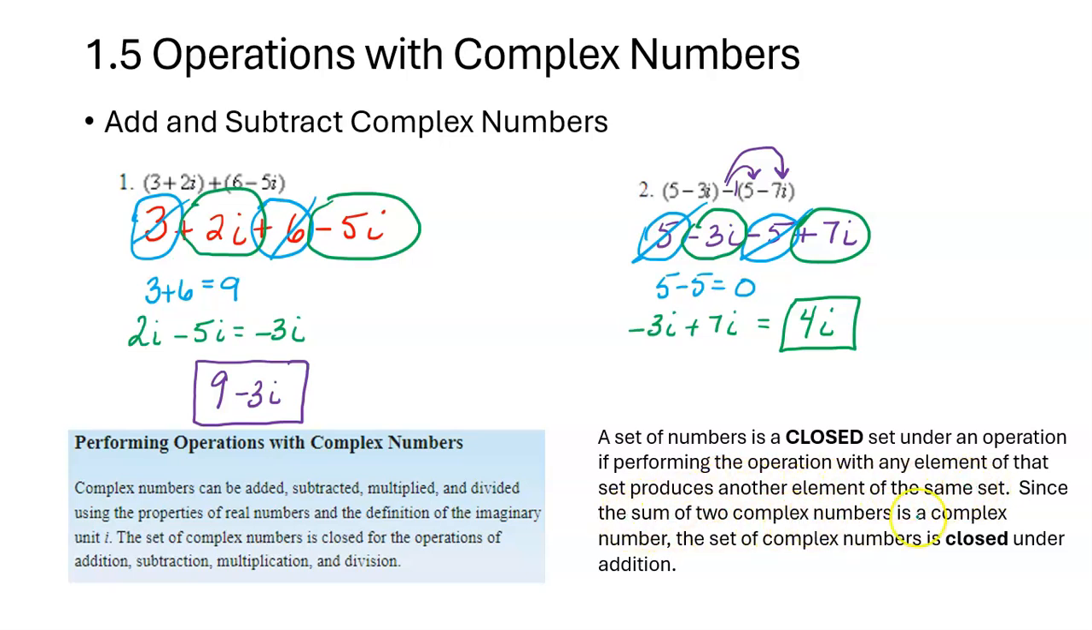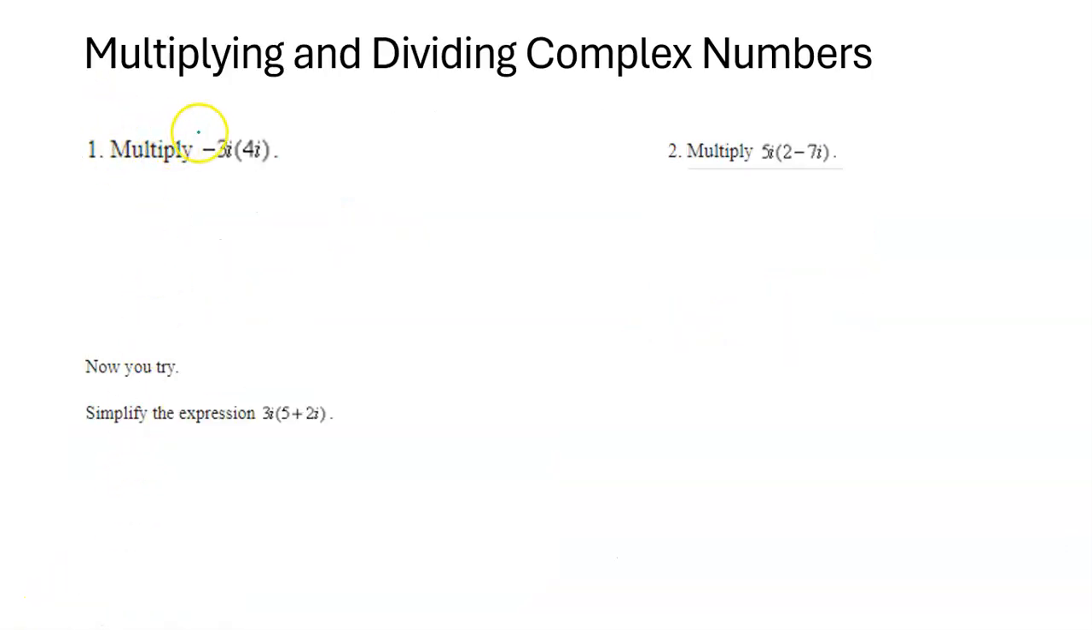Since the sum of two complex numbers is a complex number, if you add two complex numbers and you get a complex number, it's closed. You add two real numbers, you get a real number, it's closed. That's just a lot of math jargon.